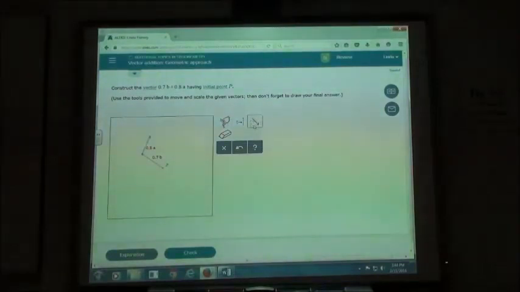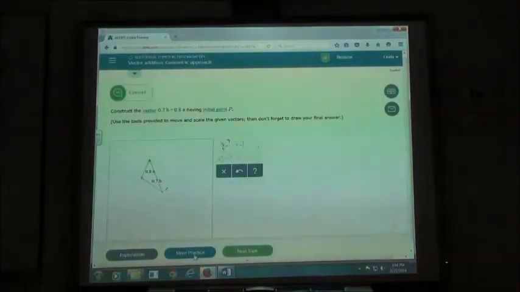I'm going to grab this end tool, which is to draw your final answer. And on your final answer, you're going to start at P, and you're going to go to the end of your second one, which in this case was the A, and your graph is going to look something sort of like that. If I check that, it says, hey, look at that.